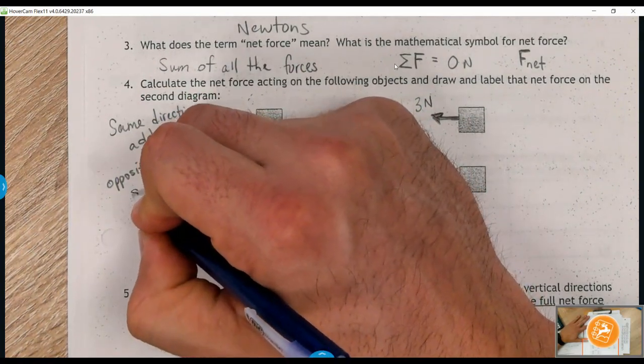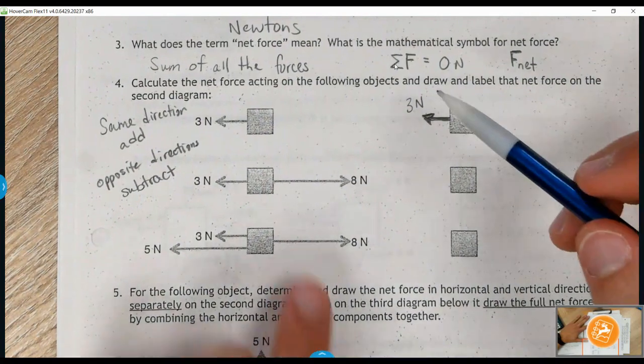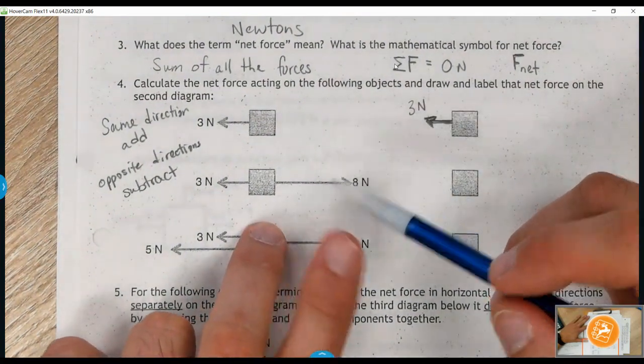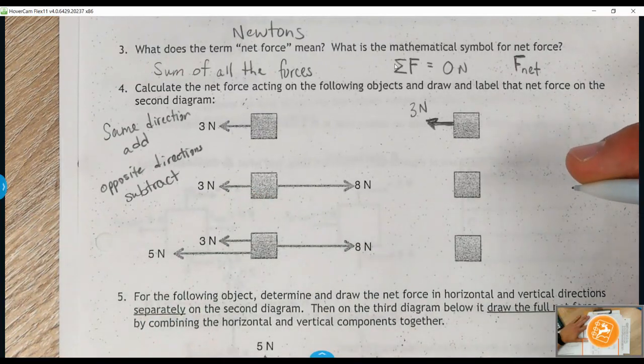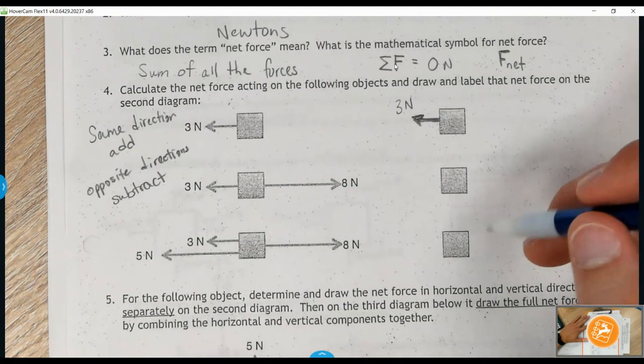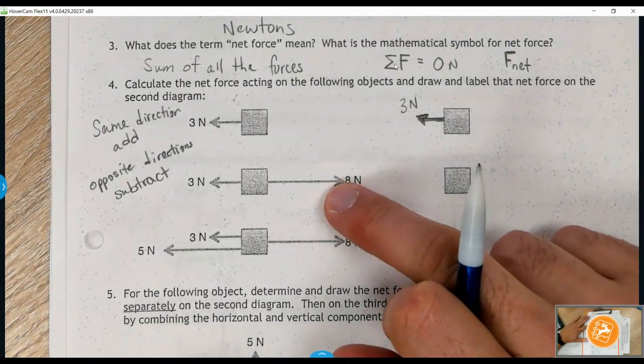Opposite directions. Subtract. Okay, what about this next one, guys? What would the net force on this one be? You have 8 to the right and 3 to the left. What's 8 minus 3? That is 5. So the net force for this one, guys, is going to be 5.